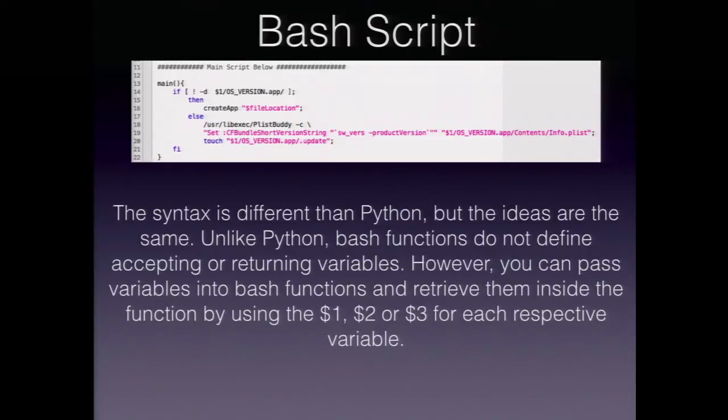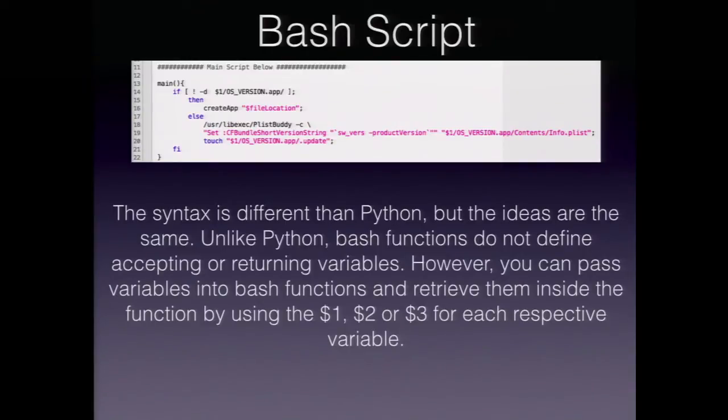And we're going to look for the OS version.app folder that we created. If it's not there, it's going to go ahead and run another function called create app, passing in that file location that we defined earlier, and we'll define that function in a second. But if it is there, so if this is a folder on our operating system, then we're just going to do 2 lines to basically put some information into that plist that tells the file system what version that app is. And we use plist buddy for this.